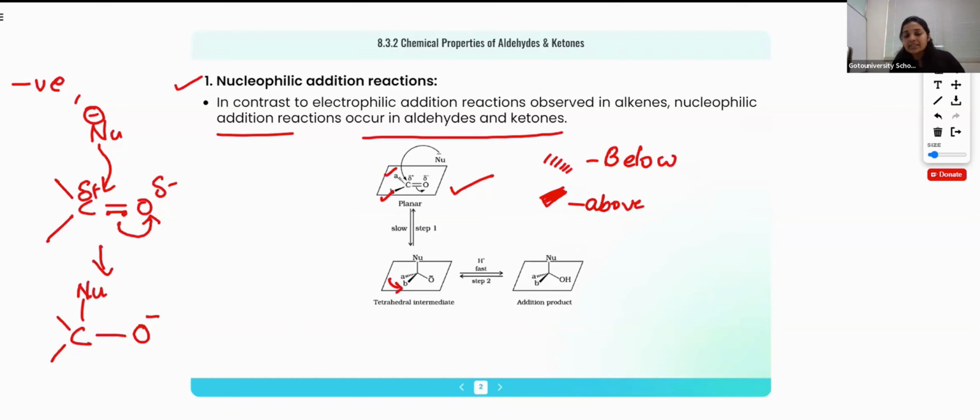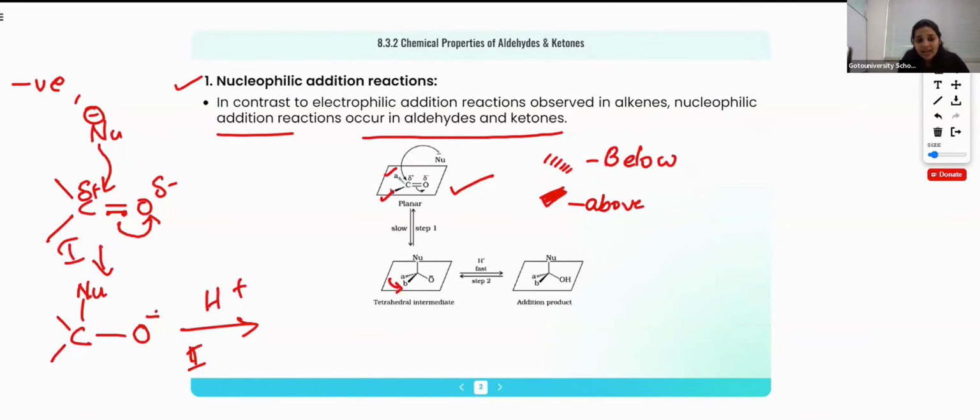Second step means, see, the product is not yet formed, right? So what is the product? In nucleophilic addition, what you have to get. See, here there is still a negative charge on the oxygen atom. So what will happen? This negative-charge-containing oxygen atom will take an H plus ion from the reaction medium. This is the second step. This is the first step and this is the second step.